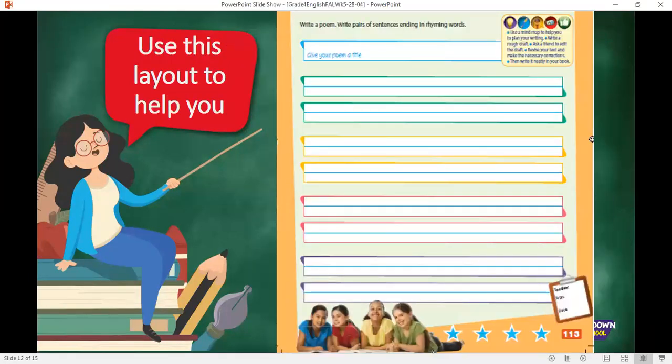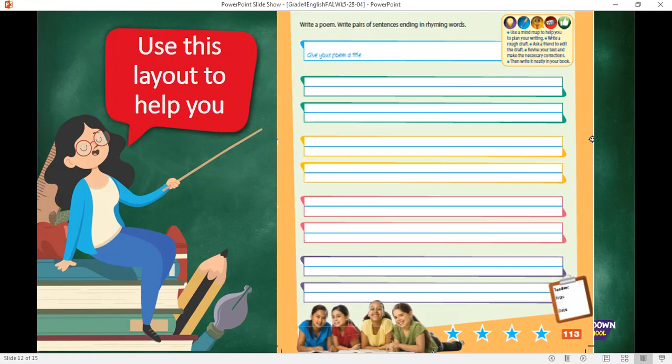When you are writing your poem, use this layout to help you. Remember, you are writing pairs of sentences that must have rhyming words. That's why you'll see they have the blocks that are the same color. One sentence must match the next sentence because your rhyming words are going to be at the end. Give your poem a title. Tell me what your poem's name is. If it's about a butterfly, you can say the beautiful butterfly or the pretty butterfly, or give it a nice name.